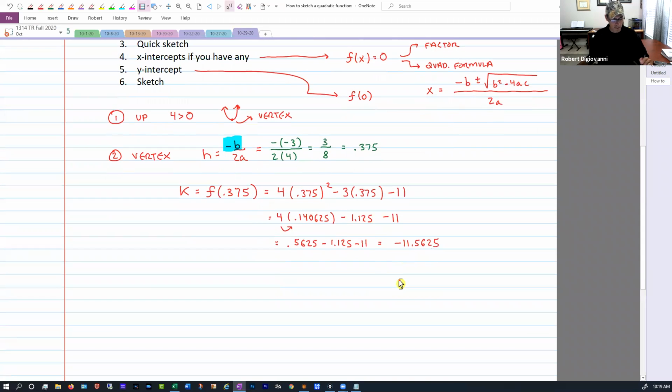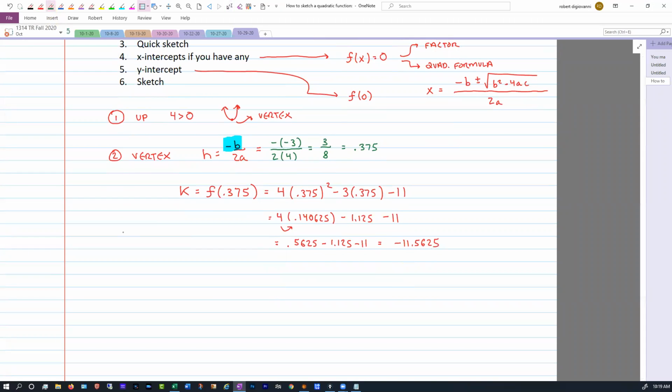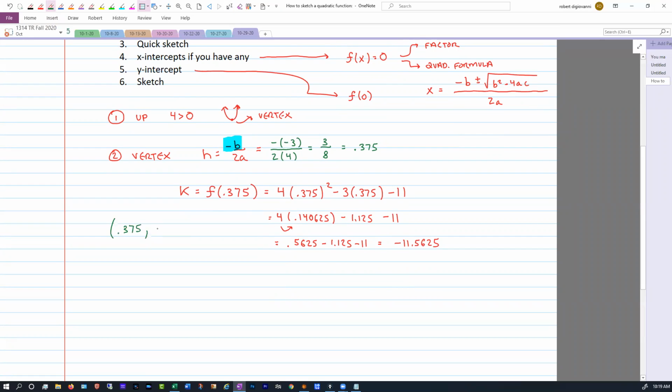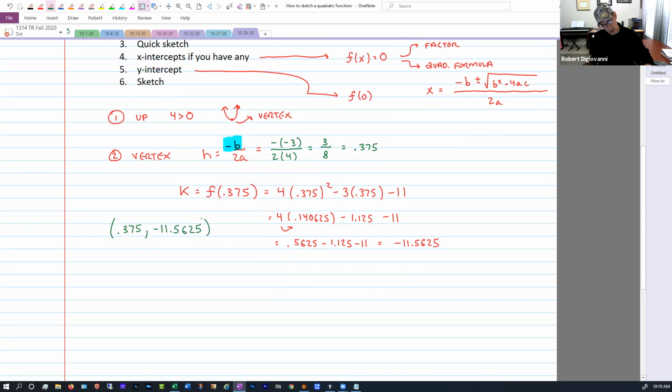All right, so at the end of the day, here's what we've got. We have a point. The x coordinate is 0.375 and the y coordinate is negative 11.5625. And this represents the point that is the lowest point on the graph. Any questions?